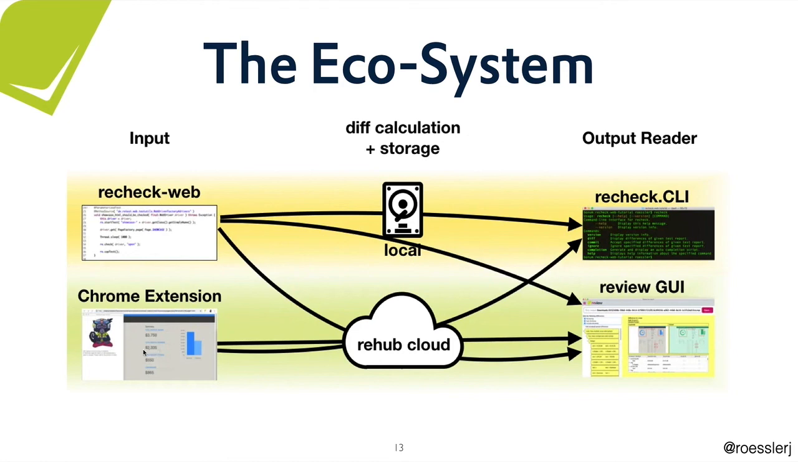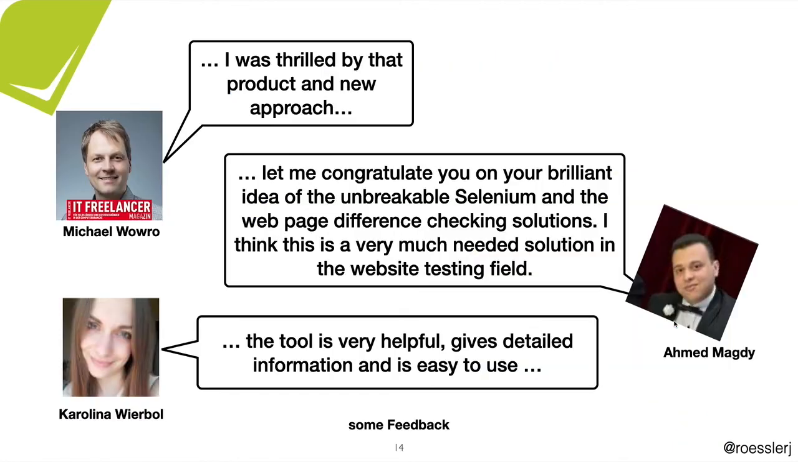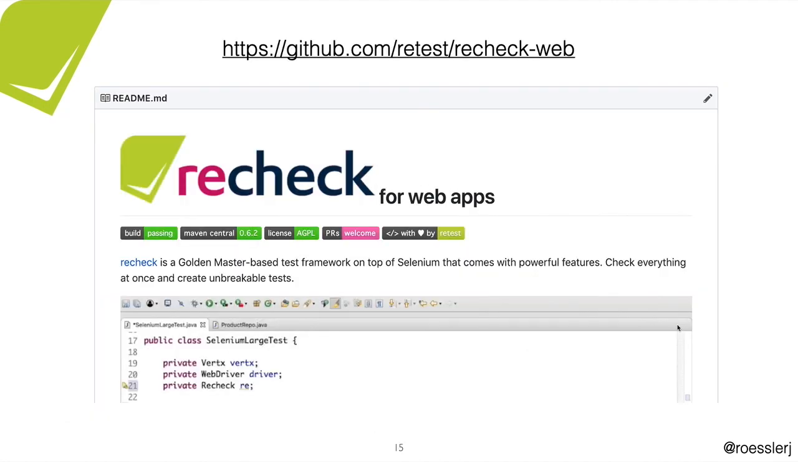or even manually compare websites using the Chrome extension. Then you can store the diffs locally or in our cloud, and you can use the CLI, the open source CLI, or the review GUI, and use the AI to actually generate tests. People that have tested it pretty much liked it, and part of it is open source, so you can try it yourself. And if you want to know more, please contact us.